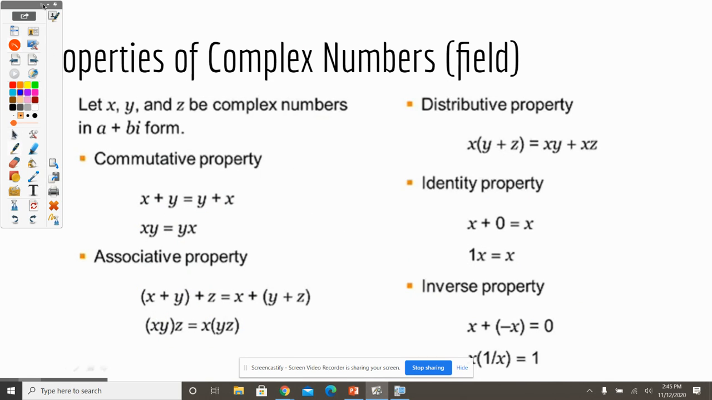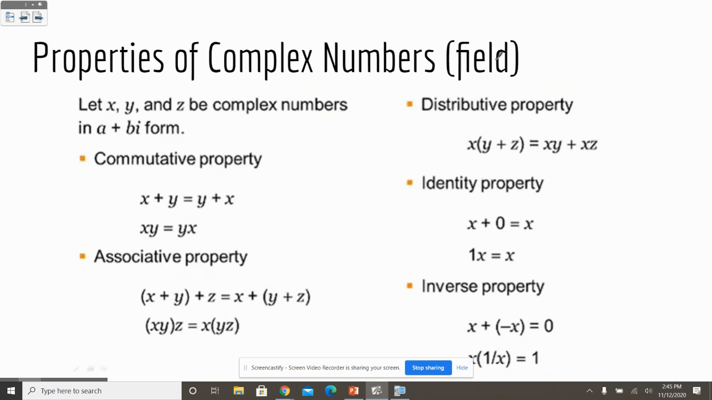So properties of complex numbers. These are called the field properties. And just like real numbers, that would be the field properties of real numbers. And basically, a lot of the same stuff holds true. We can still do commutative property. We can still do associative, which is where the grouping symbols happen. Distributive property, identity, we can add 0 to it and it won't change anything. And the inverse means we can undo it. And this is the additive inverse and this is the multiplicative inverse.